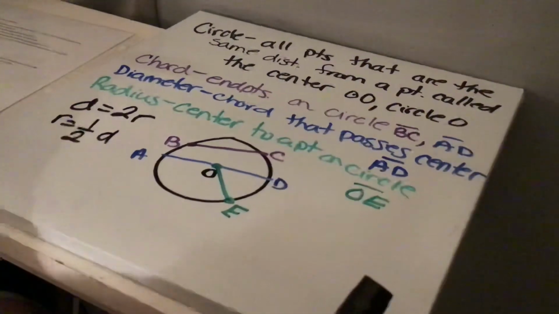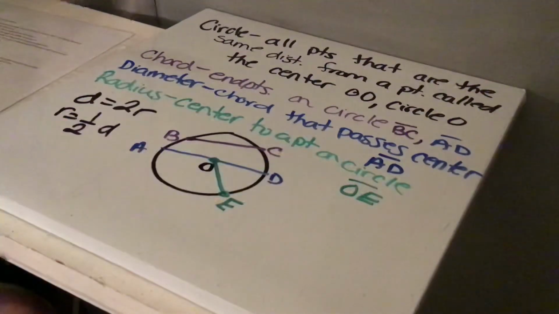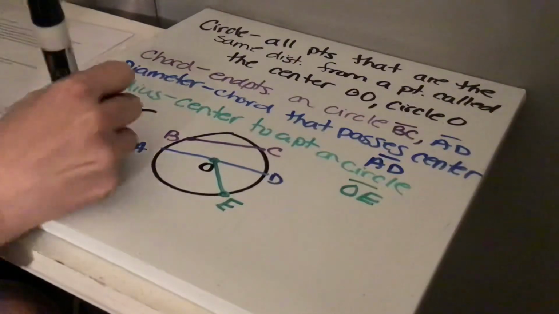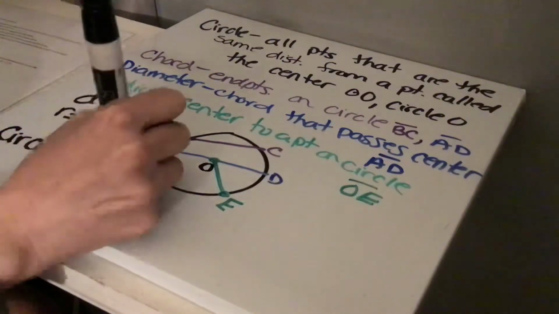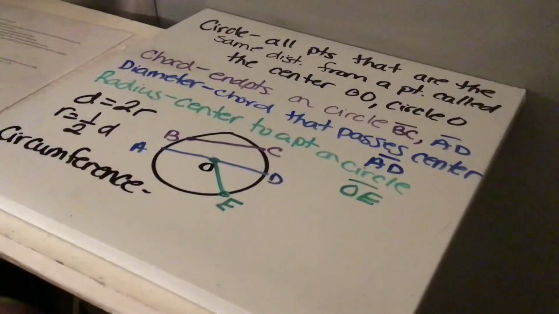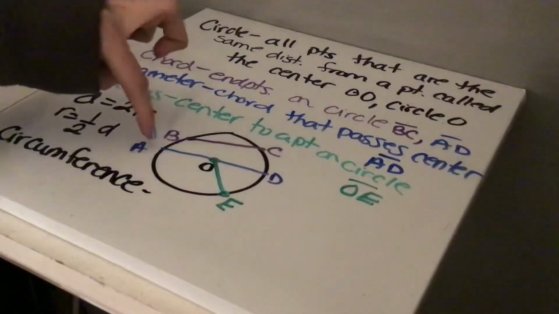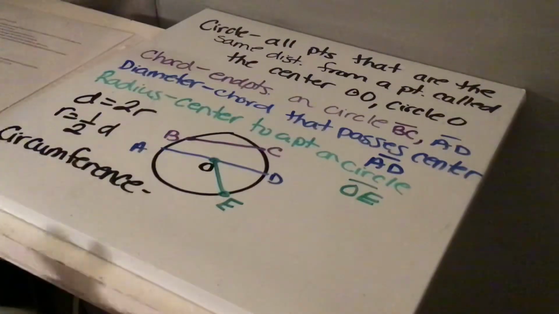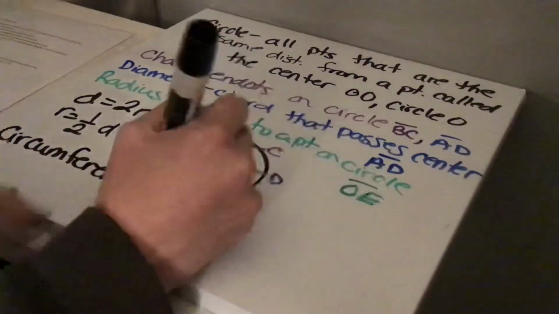All right, with a circle, we can have its circumference. And that's a fancy word for saying it's the distance around the circle. So if you were to start at point A and walk all the way around and come back to point A, you'd be walking the circumference of the circle.